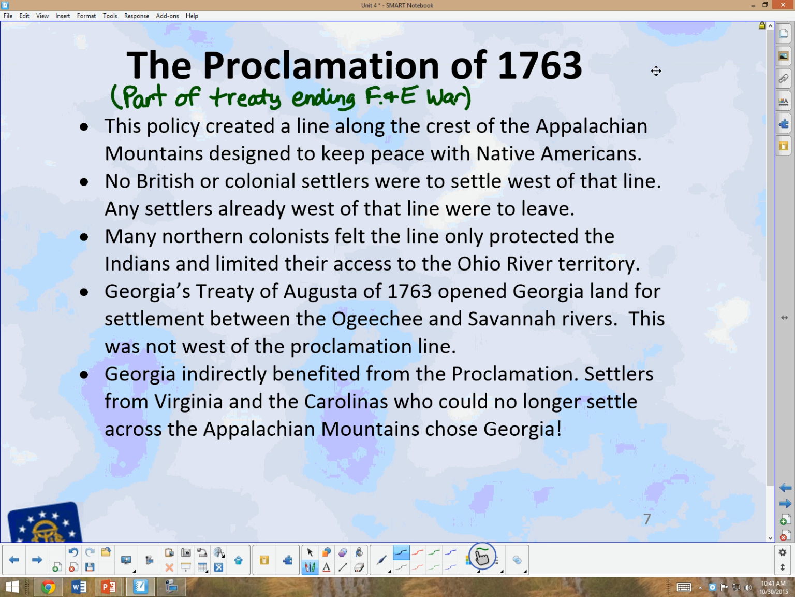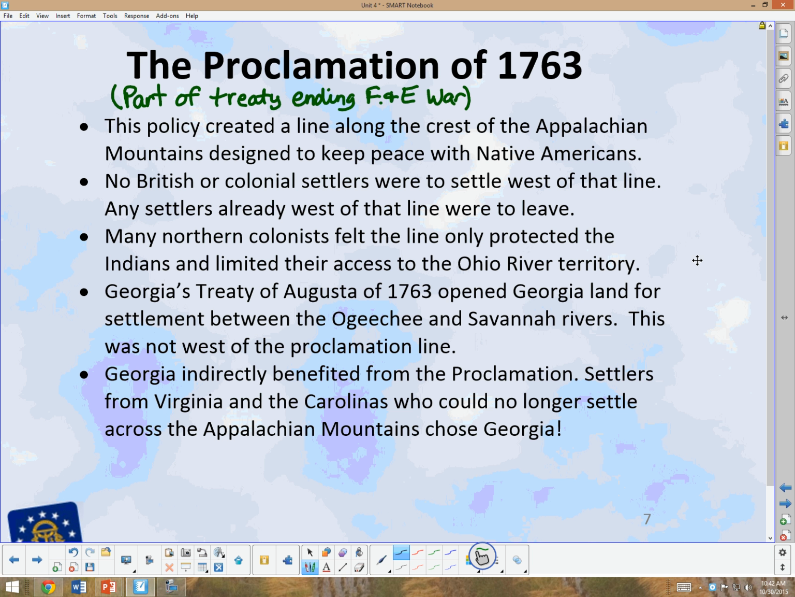Now, something that was going on at this time was the Proclamation of 1763. This was part of the treaty that ended the French and Indian War in 1763. What it did was create a line along the crest of the Appalachians. It was designed to keep peace with the Native Americans. Now, no British or colonial settlers were to settle west of that line. And anybody who had already moved west of that line had to leave. Northern colonists didn't like it because they thought it only protected the Indians and limited their access to the Ohio River Territory. We're going to look at a map in just a minute.